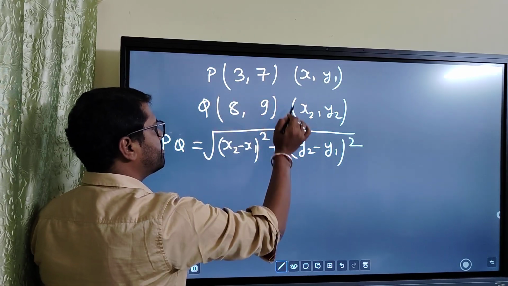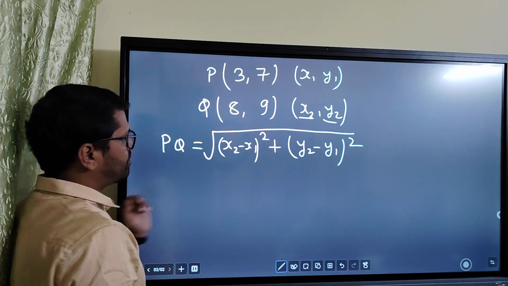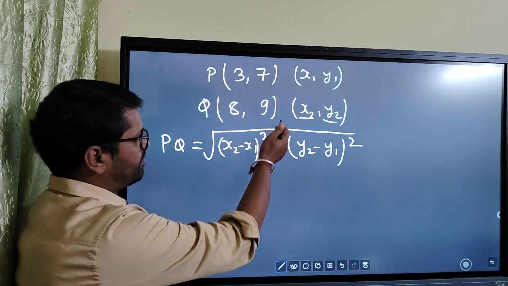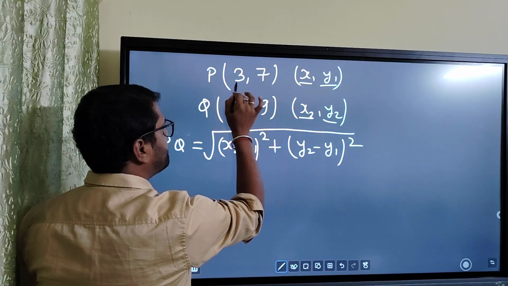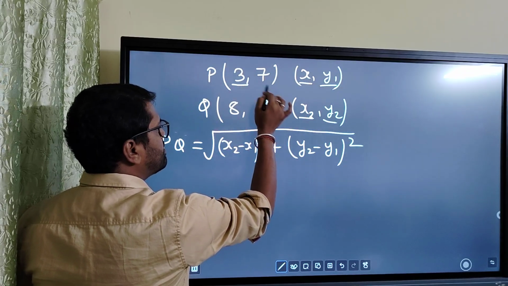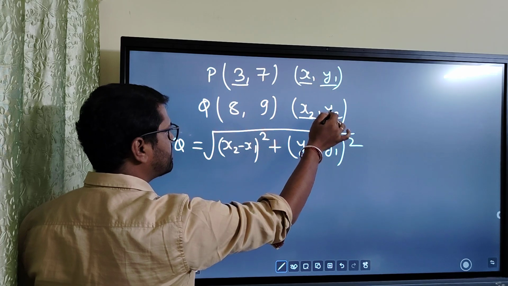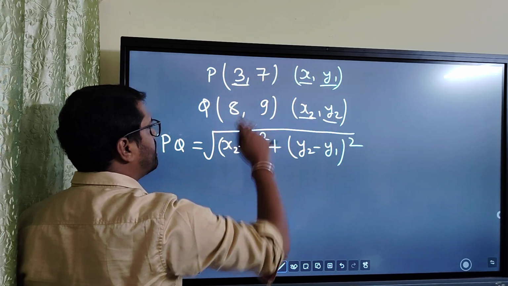First we have made this x2, x1, but you can change it. You can take this one as x2, y2, or this one as x1, y1. Anything you can take. But if this is x1, this will be y1. If 3 is x1, then 7 will be y1. You cannot say this is x1 and this is y1, not like that. You have to be in that order.